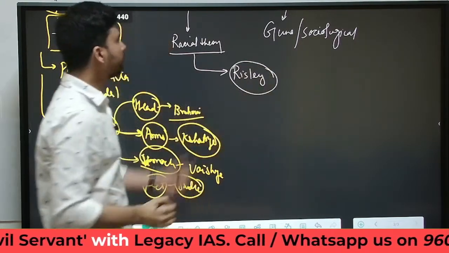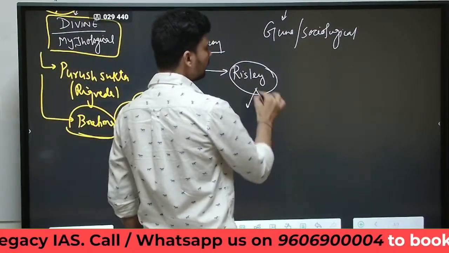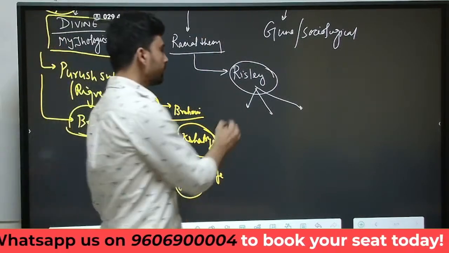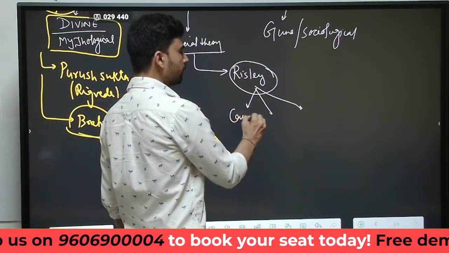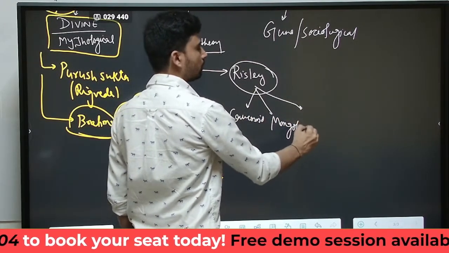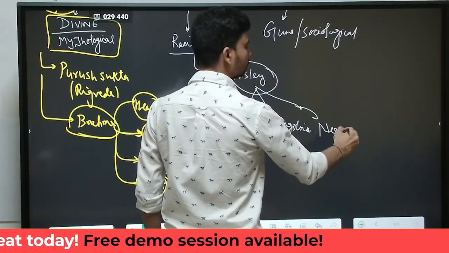So Risley gave the theory that we call the racial theory. As per Risley, if you look at the entire world, there are three major races. What are these three races? Obviously, we have the Caucasoid race, the Mongoloid race, and the Negroid race.